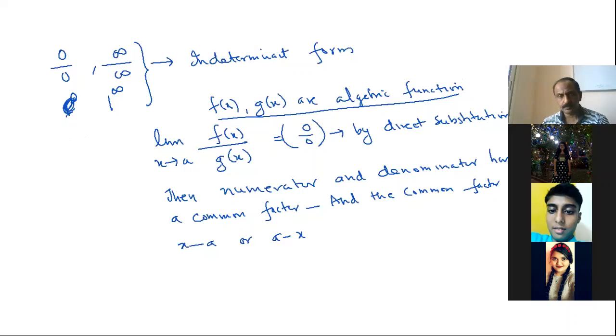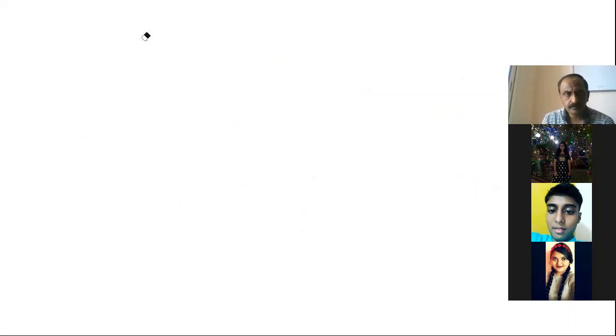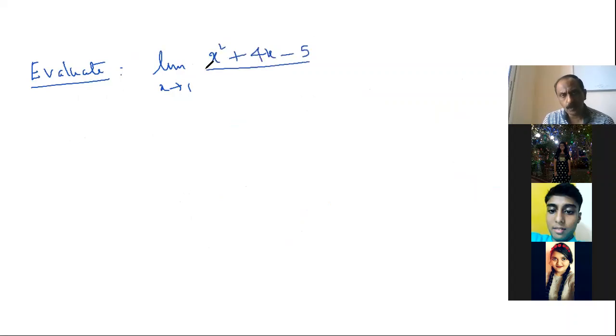Now write the question. Evaluate limit x tending to 1, x square plus 4x minus 5 upon 3x square plus 2x minus 5. So first you will try direct substitution. What answer are you getting by direct substitution? When you put x as 1, you get 1 plus 4 minus 5, you will get 0.